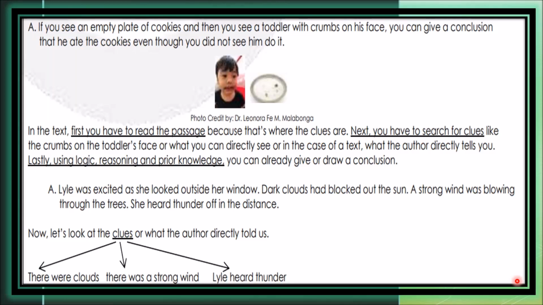So, another one, if you see an empty plate of cookies and then you see a toddler with crumbs on his face, you can give a conclusion that he ate the cookies even though you did not see him do it. In the text, first you have to read the passage because that's where the clues are. Next, you have to search for clues like the crumbs on the toddler's face or what you can directly see, or in the case of a text, what the author directly tells you. Lastly, using logic, reasoning, and prior knowledge, you can already give or draw a conclusion.